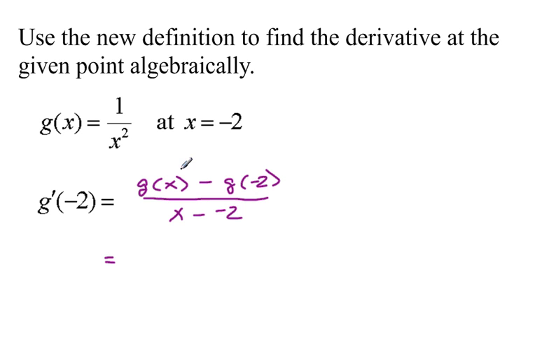So g of x is 1 over x squared, so we can just plug that in. Minus, when I plug in negative 2 squared is 4, so minus 1/4. And my bottom is going to clean up to x plus 2. And now you should all be screaming, Mrs. Young, you forgot that this is the limit as x approaches negative 2. So we better fit those in.